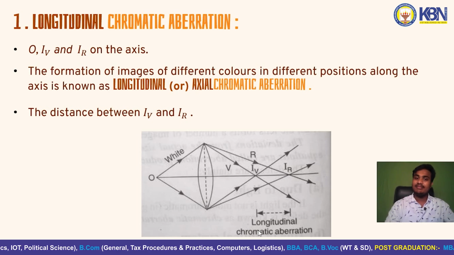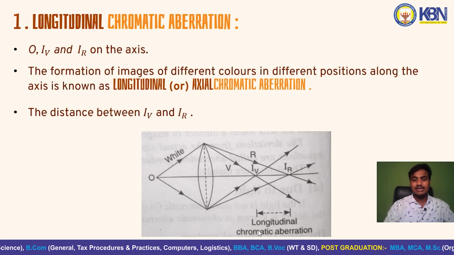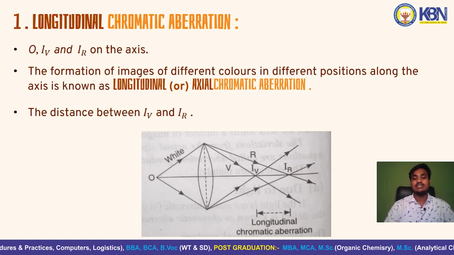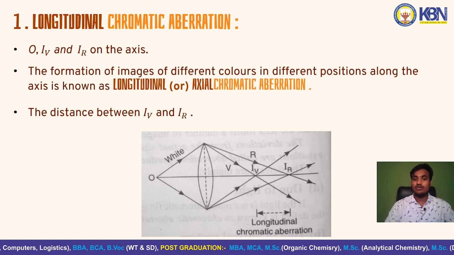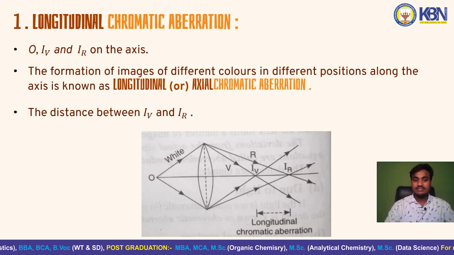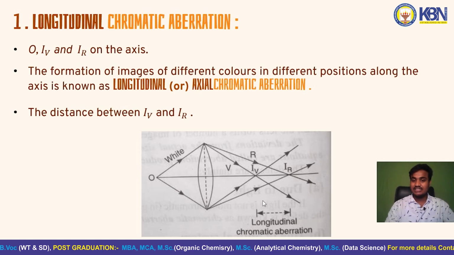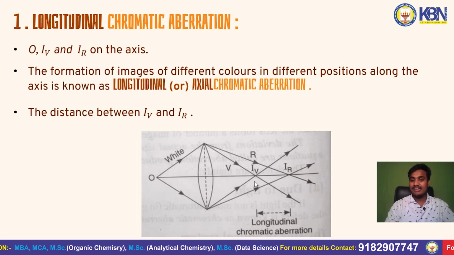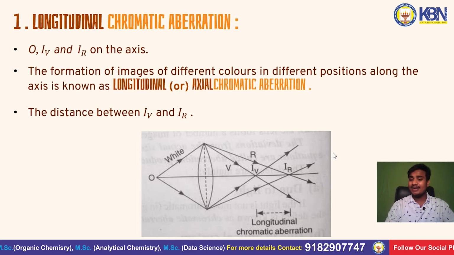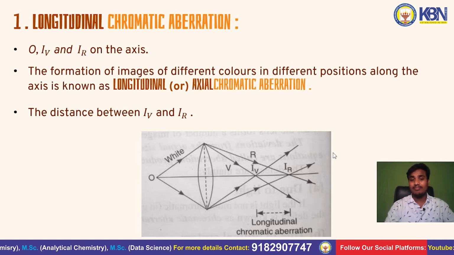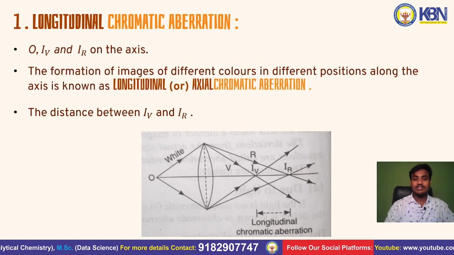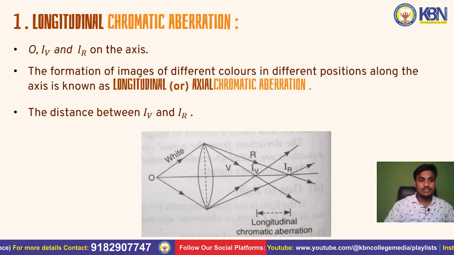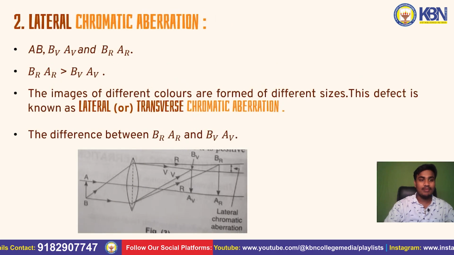The formation of images of different colors at different positions along the axis is known as longitudinal chromatic aberration. The distance between IV and IR, which is IR minus IV, gives the longitudinal chromatic aberration. Then coming to the next type, lateral chromatic aberration.